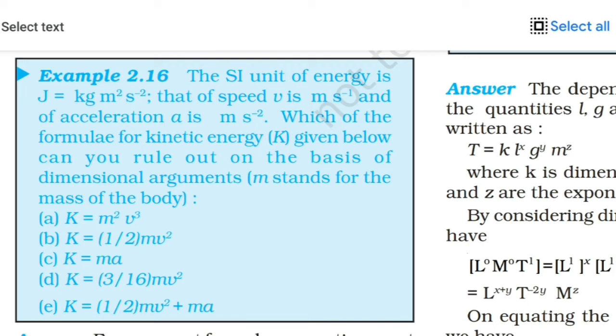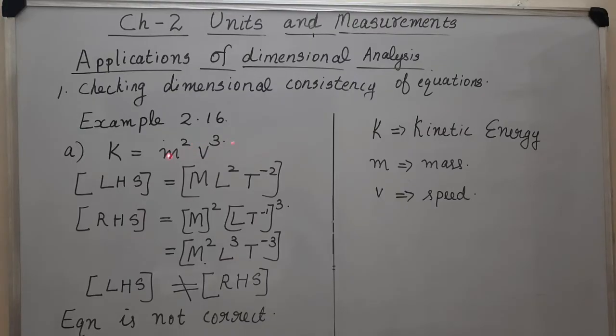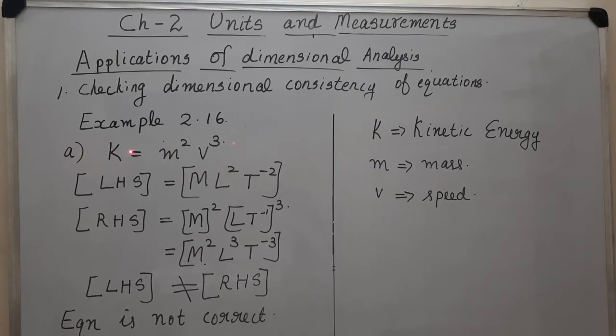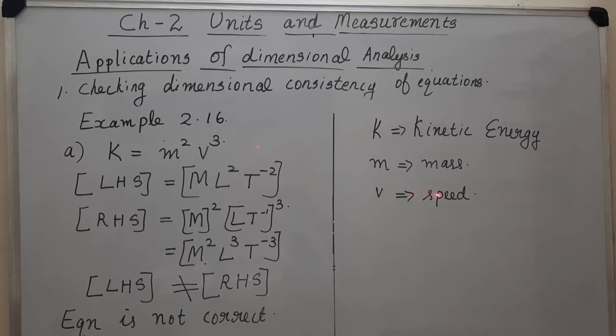So the beginning part of the question is a little bit misleading. You may think why it is given. Actually, you have to do it with the method of dimensions itself. No need of those units and all. So we'll be doing it by the method of dimensions. In example 216, we have 6, that means many equations are given with the same combination K, M, V, where K is the kinetic energy, M is the mass and V is the speed. And all the equations we have to check dimensionally whether it is correct or not.